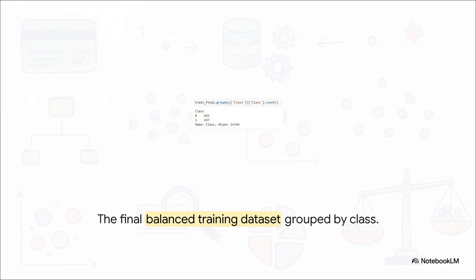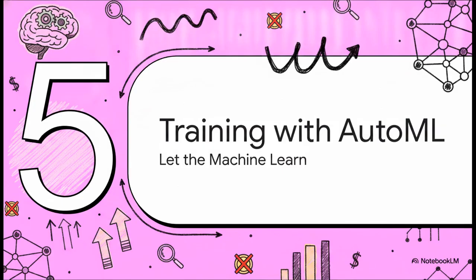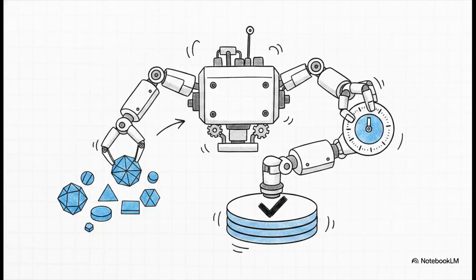By leveling the playing field like this, they prevented the model from simply taking the lazy route and specializing in predicting non-fraud. Section 5. Training with AutoML, letting the machine learn. Now, armed with a perfectly engineered and balanced dataset, the researchers followed Google's machine learning best practices. Because they needed efficiency, they handed the training process over to Google Cloud's AutoML. They chose AutoML because it completely automates model selection, it handles all the complex hyperparameter tuning, and it manages cross-validation totally on its own. It's basically letting the machine do the heavy lifting.